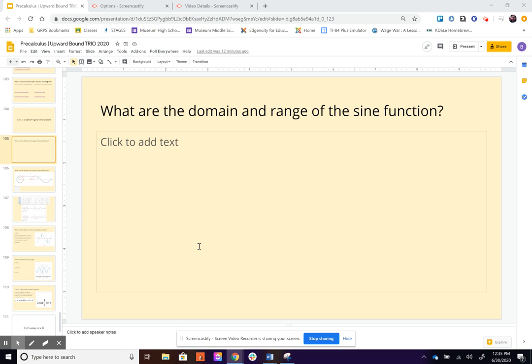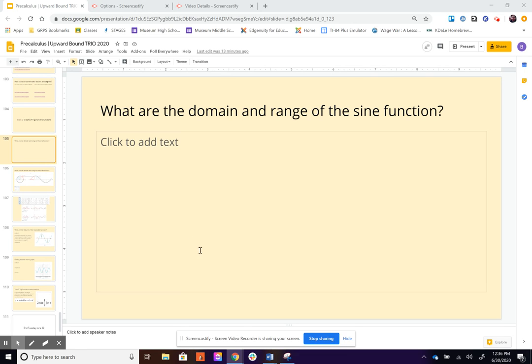All right, so I'm going to try and whip through an intro to the graphs of trigonometric functions. We're really going to look at one today, and then I'm going to let you explore what happens with the rest. But what are the domain and range of the sine function? Before we move forward, I want to give you a little bit of how we create the sine function. How do we graph it?